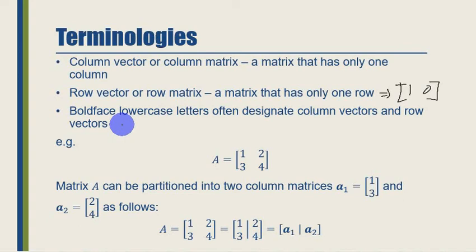Now, boldface lowercase letters often designate column vectors and row vectors. So for example, I would like to have my matrix A with the elements 1, 2, 3, 4 partitioned into two column matrices. I'm going to have my column matrix 1, 3 represented by A sub 1 and my column matrix 2, 4 represented by A sub 2. So we partitioned or divided our matrix A into two column matrices.